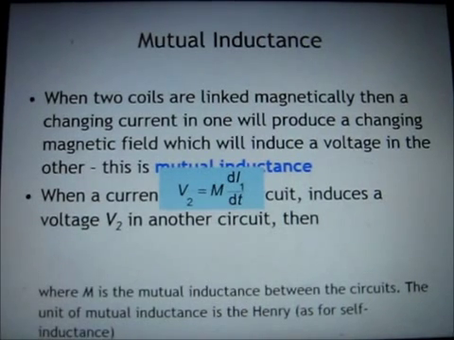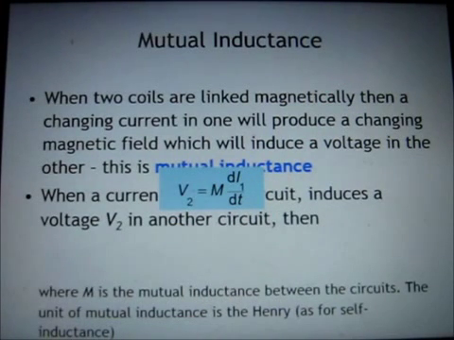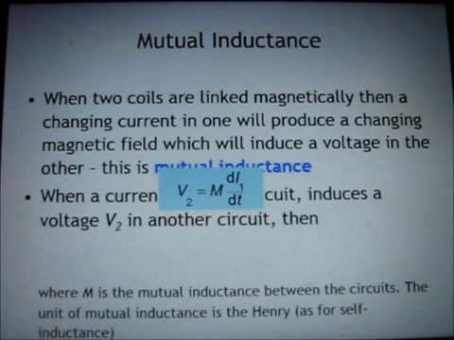Mutual inductance is given as V2 equals M dI/dt. This circuit induces a voltage V2 in another circuit. Then M is known as the mutual inductance between the circuits. Its unit is the Henry, same as self-inductance. So we should keep in mind, in case of mutual inductance, two coils are involved, and in case of self-inductance, only one coil is involved with itself.